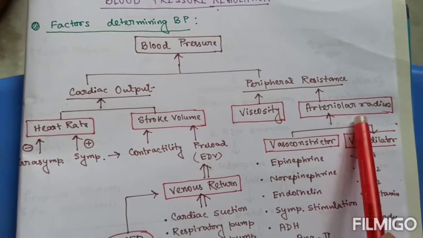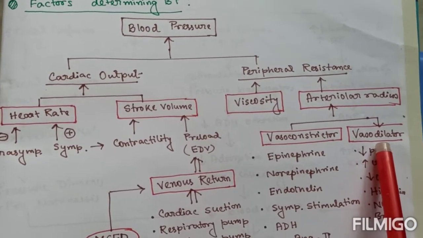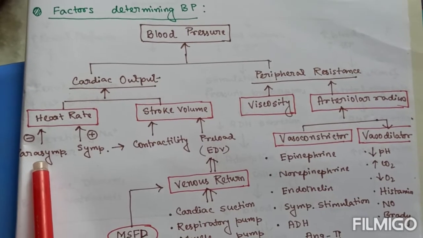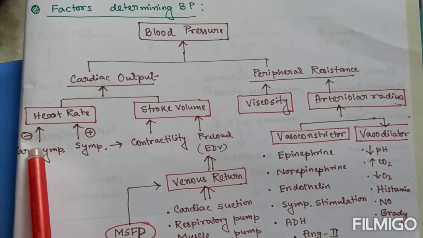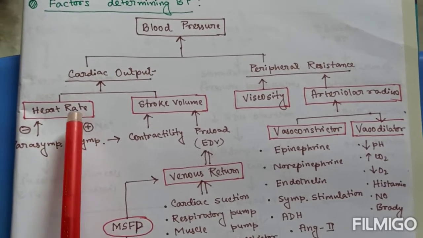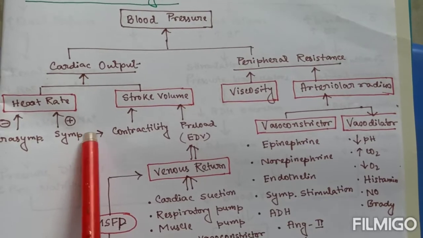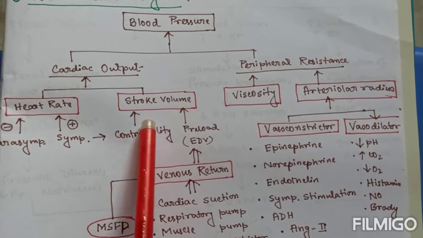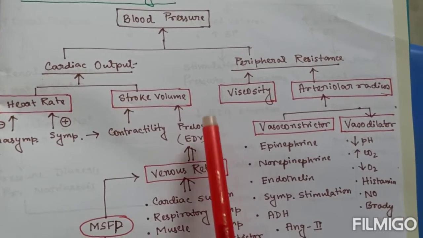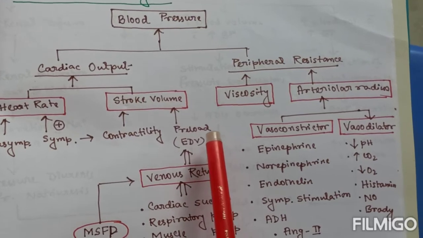And the arteriolar radius is mainly regulated by either vasoconstrictors or vasodilators. Now, parasympathetic tone will reduce the heart rate, causing bradycardia, and sympathetic tone will increase the heart rate, causing tachycardia. This sympathetic tone will also cause contractility, which will facilitate stroke volume. And stroke volume is mainly regulated by preload.